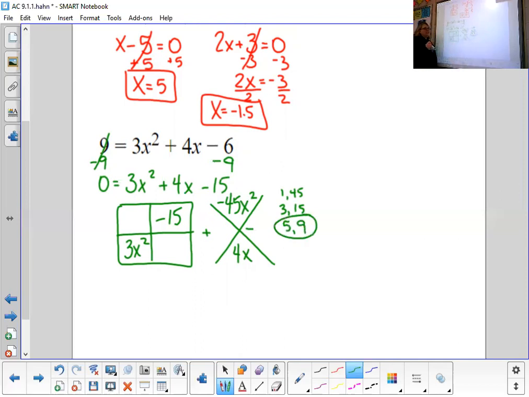Which one should be positive, the 5 or the 9? 9, because I want to have a positive 4. So I want to do 9x minus 5x. And then you can put those in either spot up here.